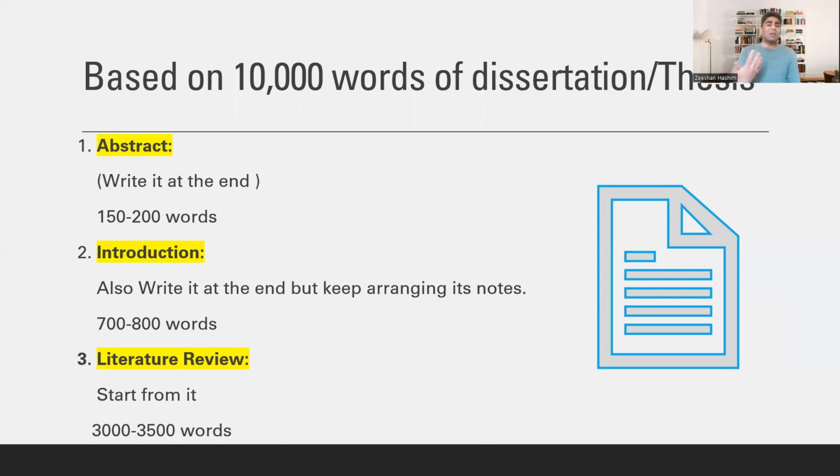Starting with the literature review, which is the third section, you need to write 3,000 to 3,500 words. And remember that the literature review is the first step in every research, because you need to read how other scholars have done research on the topic or the research question which you are going to deal with.